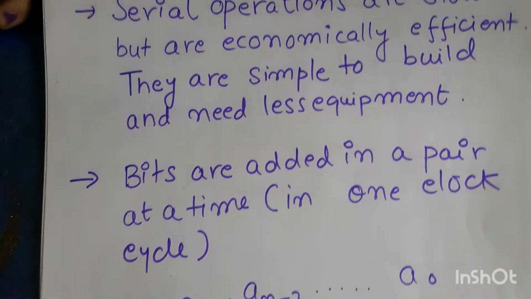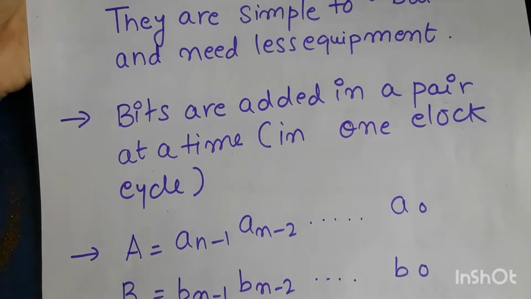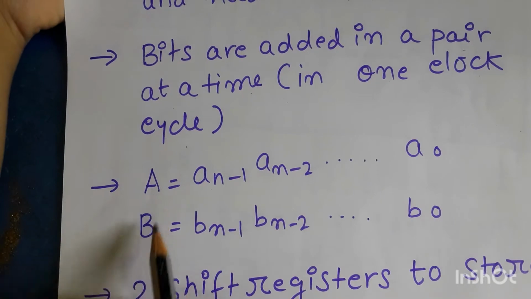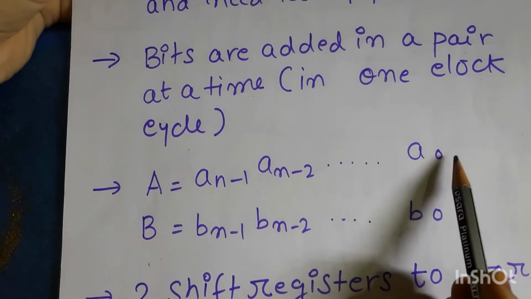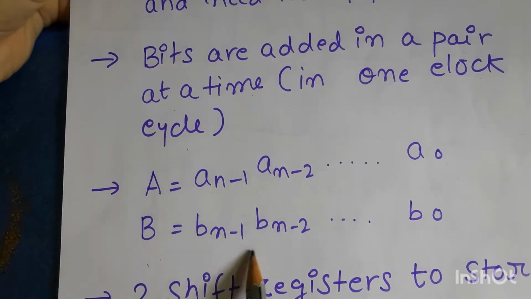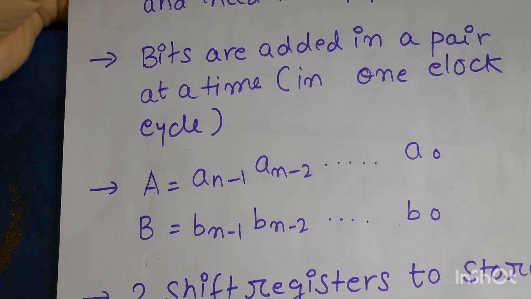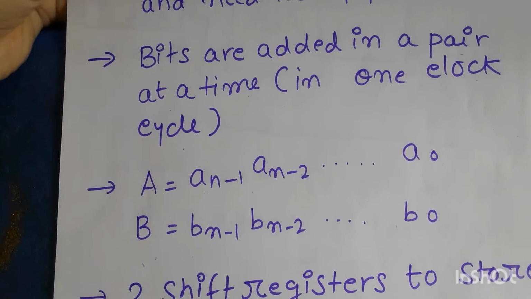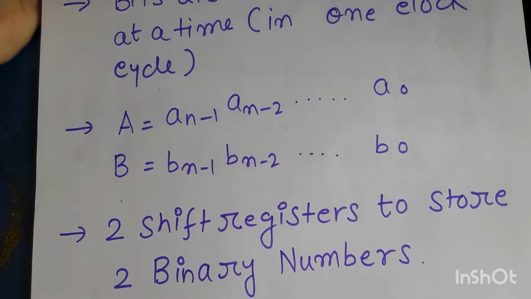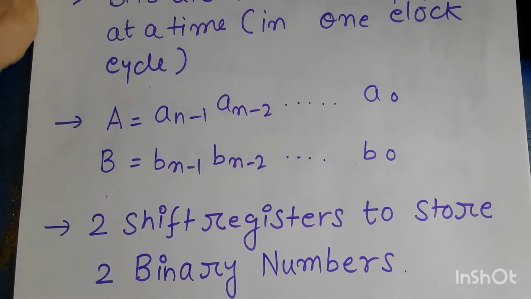Suppose we have two numbers, both of n bits each. So A and B are the two numbers, with bits A n minus 1 to A0 and B n minus 1 to B0. Before we design the block diagram of the adder FSM, we will have two shift registers in order to store the two binary numbers which I have spoken about.